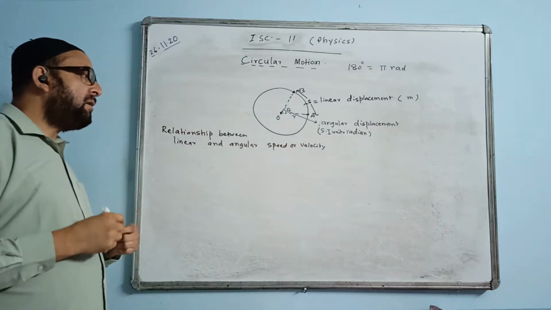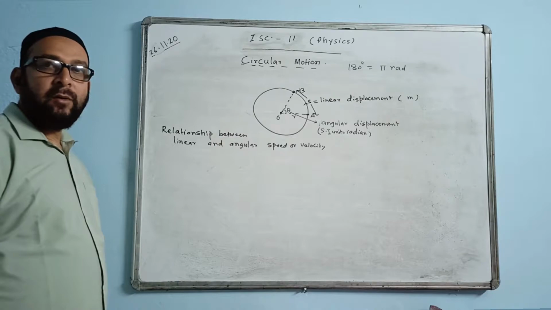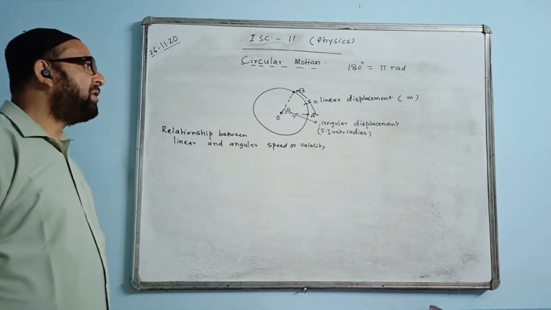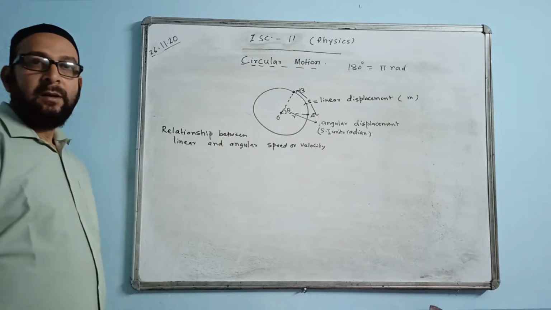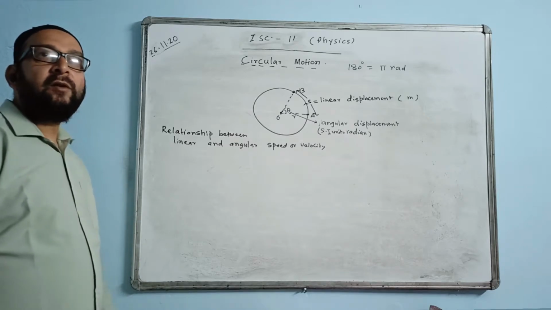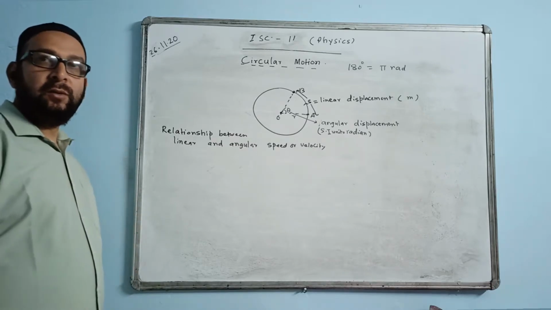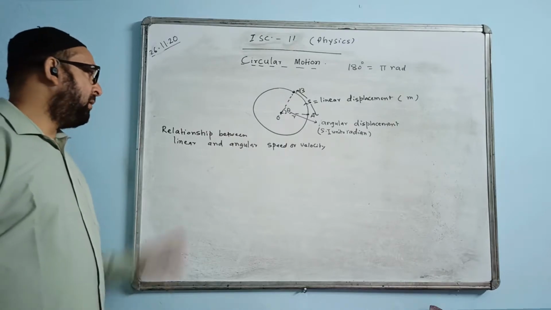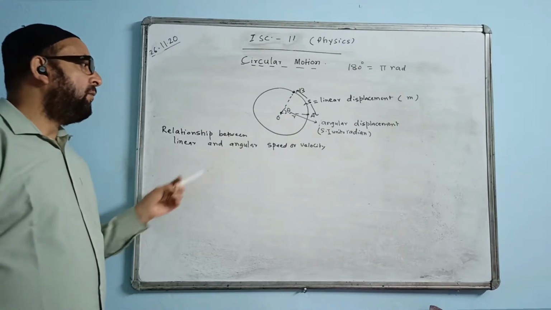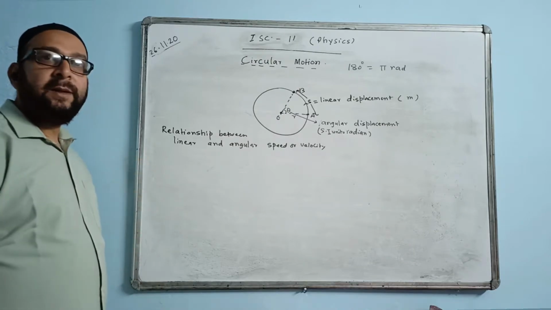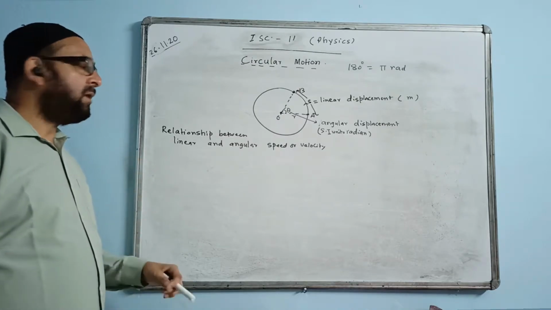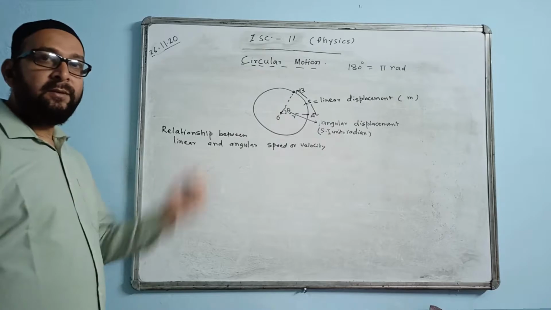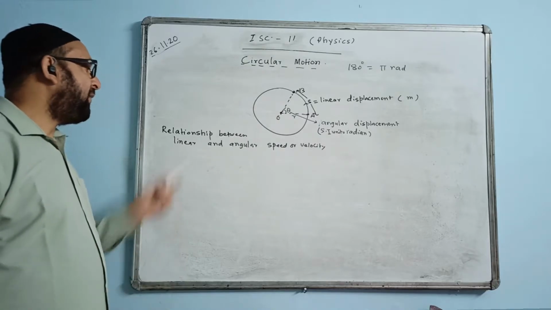Relationship between linear and angular speed or velocity. We will find a relationship between v and omega. V is called linear velocity. If we take only the magnitude, it will become linear speed. And angular speed is omega, or angular velocity with the arrow mark. We are finding a relationship.